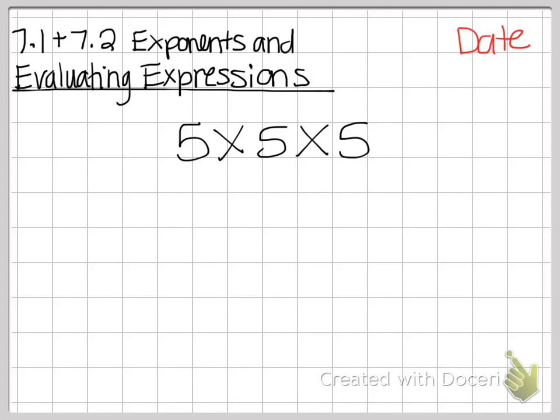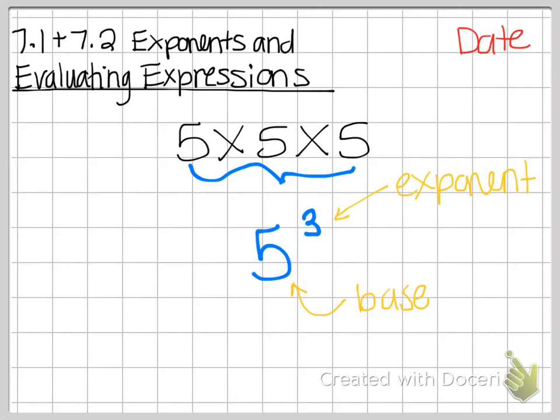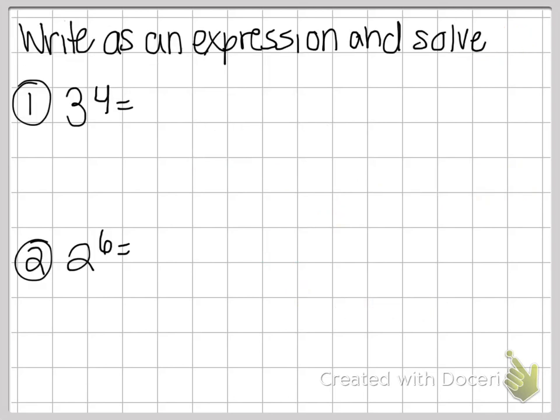So to review exponents, I have the number sentence 5 times 5 times 5, and I know that I can write that in a different way and still be the same value by taking the repeated factors 5 times 5 times 5 and using that as our base and counting how many times 5 is being multiplied by itself, and that is going to be our exponent. So let's take a look at more examples. We are going to write each one of these as an expression and then solve.